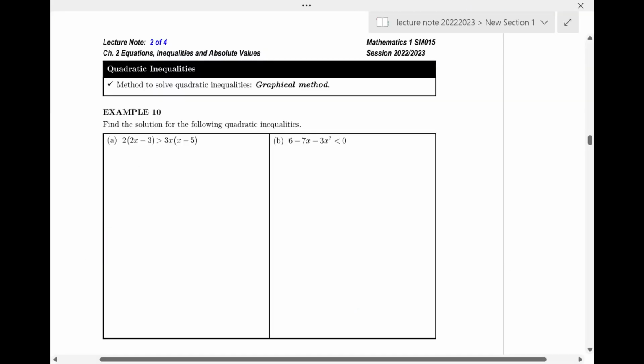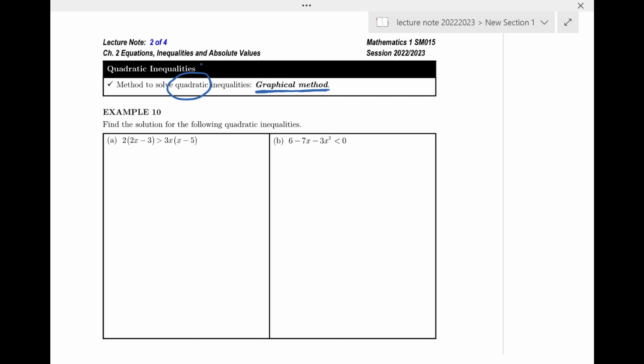So now let's go to the second one, solving the quadratic inequalities. So we have here a method to solve these quadratic inequalities by using the graphical method. Okay, so the graphical method can only be used to solve quadratic inequalities. So we shall look at example 10 right away. They ask us to find the solution for the following quadratic inequality.